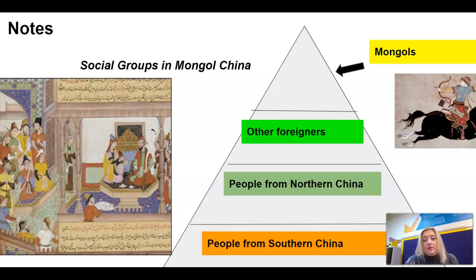So naturally, Chinese people, or people from China, were at the bottom of the totem pole, particularly people from southern China. And part of that is because the Mongols are actually from Northwest Asia, Northwest China, so they're a little bit closer to the people of northern China. So the people from southern China were seen as more inferior. But Mongols, of course, are going to put themselves at the top and then other foreigners. But the Chinese were always at the bottom, even though we're in China.